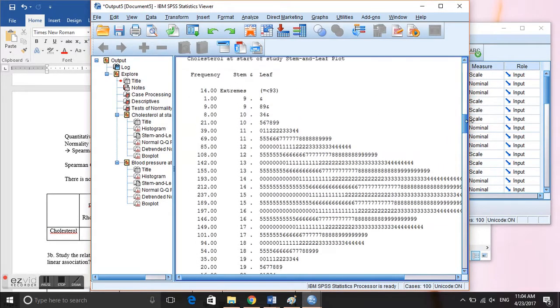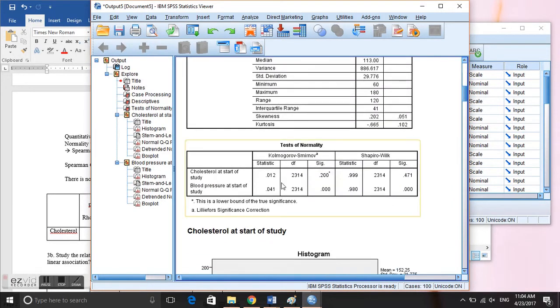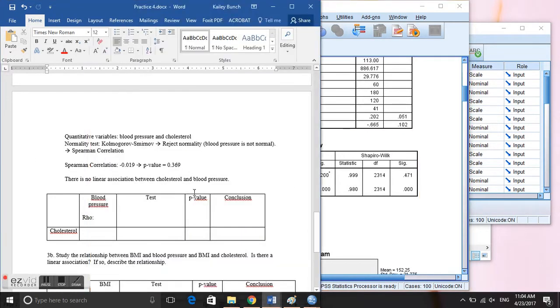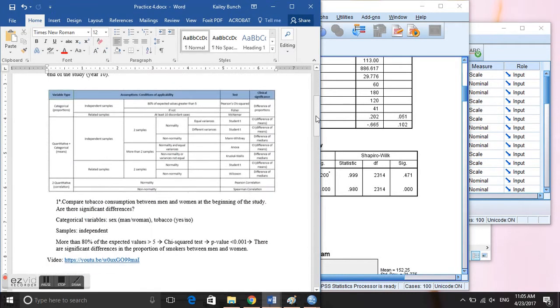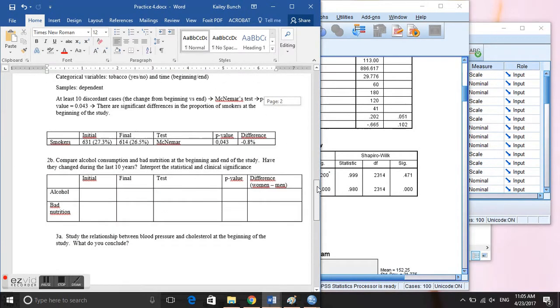We can go back up to the Kolmogorov-Smirnov test, which we have a big sample, so we're going to choose this one. And it looks like cholesterol is normally distributed. Remember, the null hypothesis is that they are. So in this one, we don't reject the null hypothesis, and we can say that cholesterol is normally distributed. But blood pressure, we reject the null hypothesis that they are normally distributed, and so we can say that blood pressure is not normally distributed. So when we have at least one distribution that is not normal, we will use the Spearman correlation coefficient.